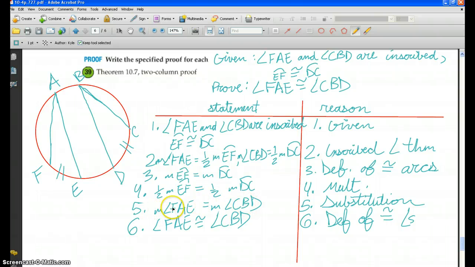So now we know that the measure of angle FAE is equal to the measure of angle CBD, and we have one more step by definition of congruent angles. Since the angles have the same measure, we can say that the angles are congruent. And that's it.